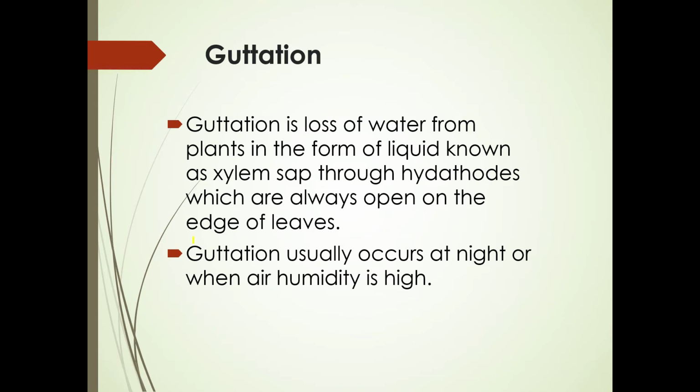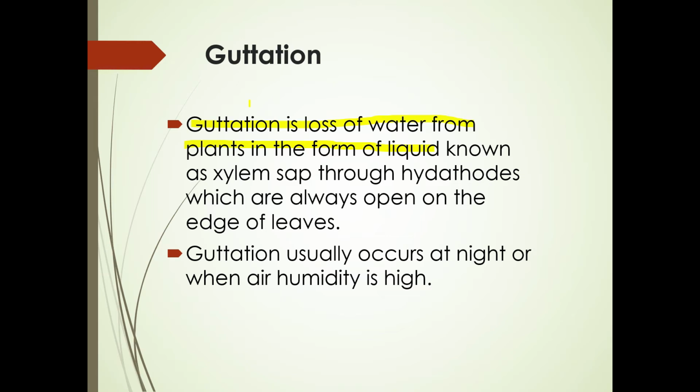What is guttation? Guttation is a loss of water from plants in the form of liquid. Before this, you know that in the process of transpiration, the water lost changes to water vapor. Usually all plants use this method to release the excess water. But with guttation, they lose the water in the form of liquid. So this is quite different. For transpiration, they change the water to water vapor.